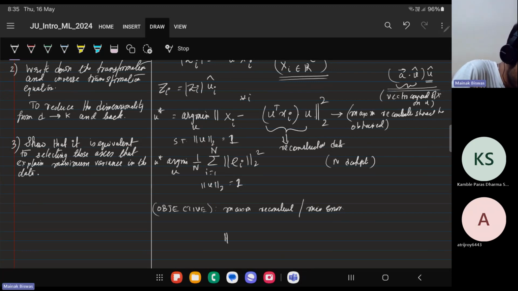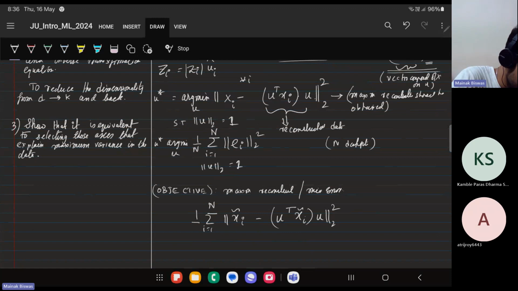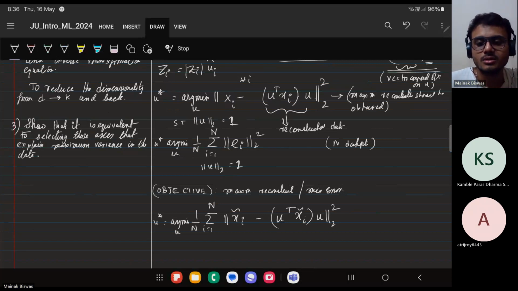Can you tell me what it will be? Summation of i equal to 1 to n of xi minus, I'm writing xi tilde for the time being, we'll see why, xi minus u transpose xi tilde into u. Yes or no? Project the data onto the u space. I have already told this 5 times now. If not clear, you can still ask.